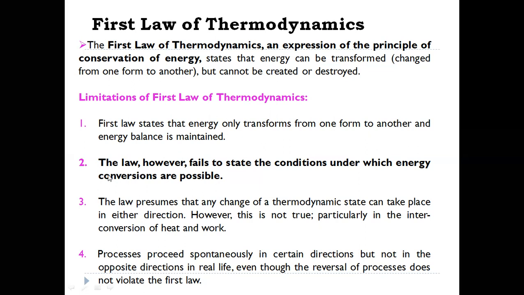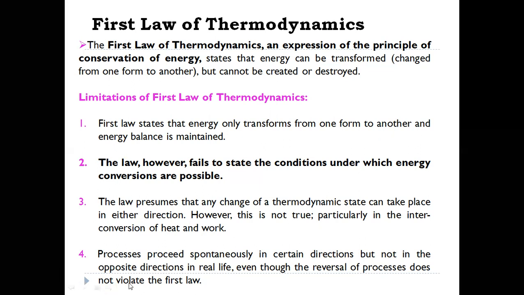The second limitation is that this law fails to state the conditions under which the energy conservation will take place. This is a drawback of the first law of thermodynamics. The third limitation is that any change of thermodynamic state from one state to another could take place in either direction, but this is not true. If heat is converted to work, the change of state cannot be taken in either direction.